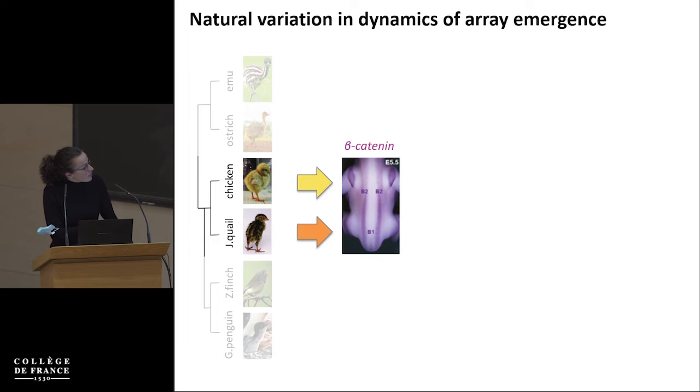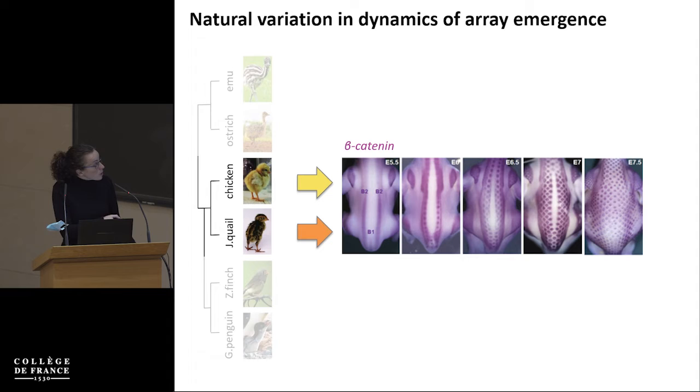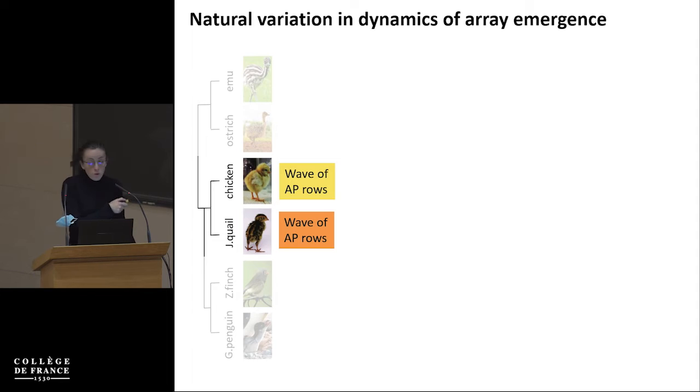Beta-catenin will mark these areas of competence with these two longitudinal lines that will very quickly form a primordia row. And then one by one, further rows will be added from the medial part of the embryo to the lateral part of the embryo until the whole tract is completed. So during development, you have a medial to lateral wave of anteroposterior row formation.